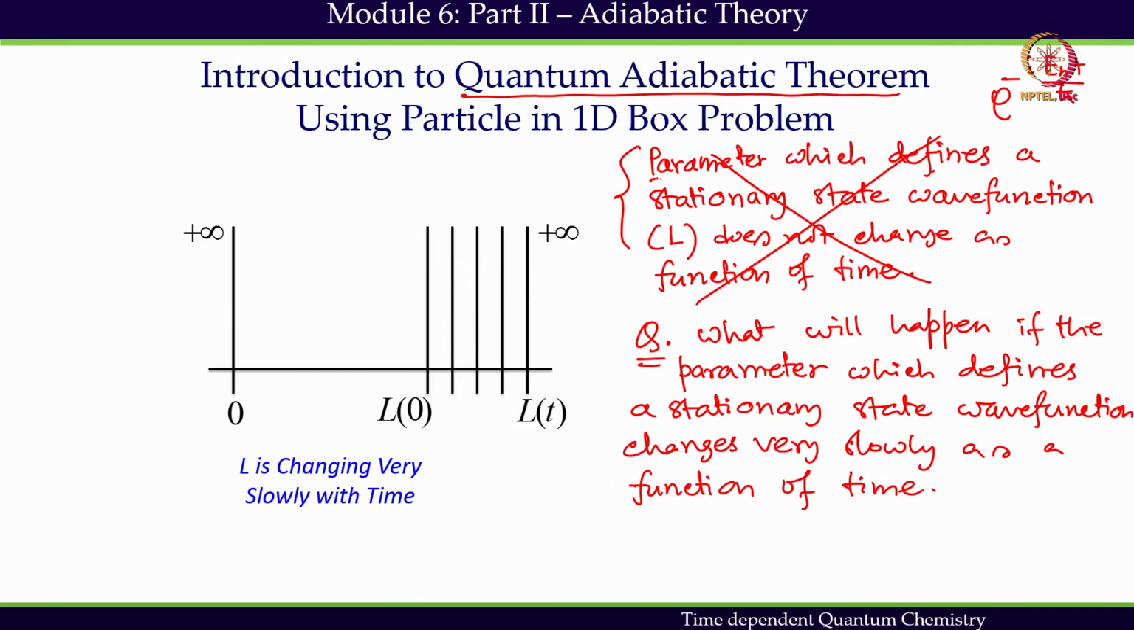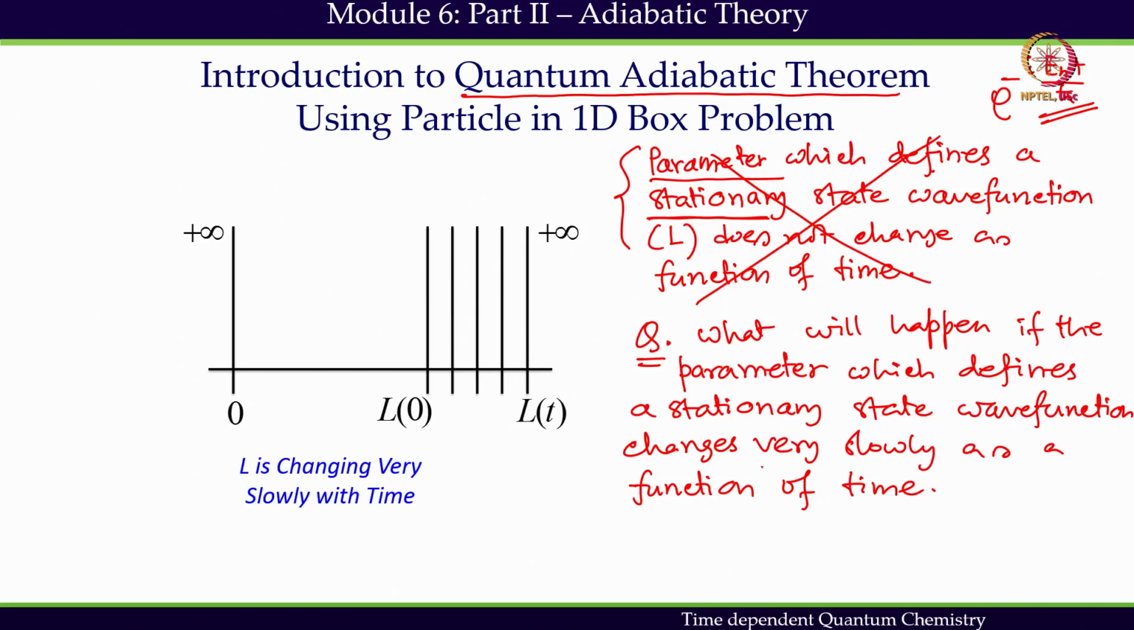So in time dependent perturbation theory, we have assumed that the parameter which is defining the stationary state is not changing. So the entire time dependence came from the time dependent phase factor. But on the contrary, when we are presenting this quantum adiabatic theorem, this is also another dynamical evolution of a quantum system. We are asking what will happen if the parameter which defines a stationary state wave function changes very slowly.